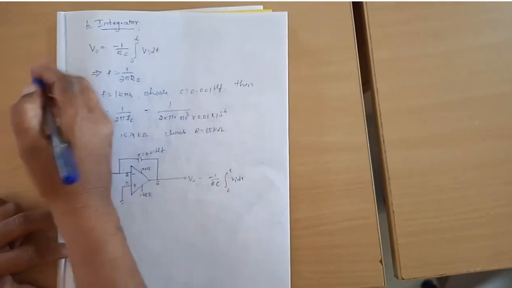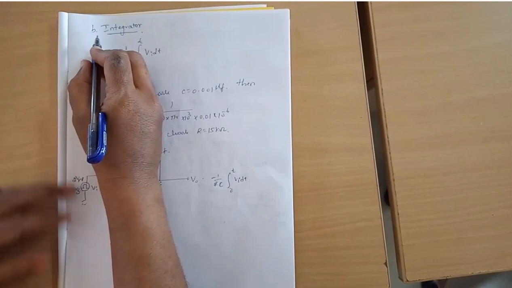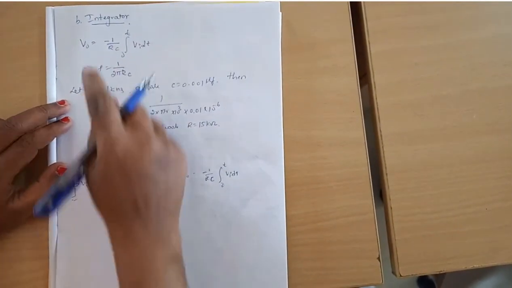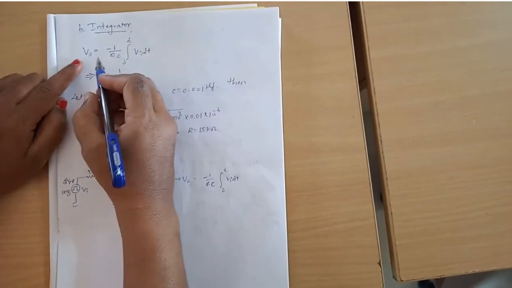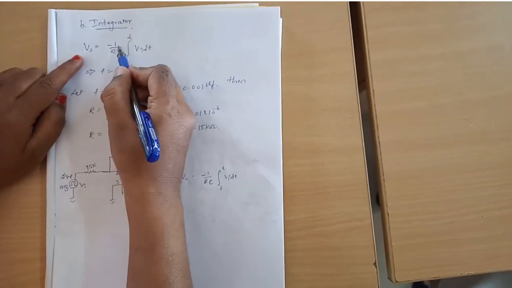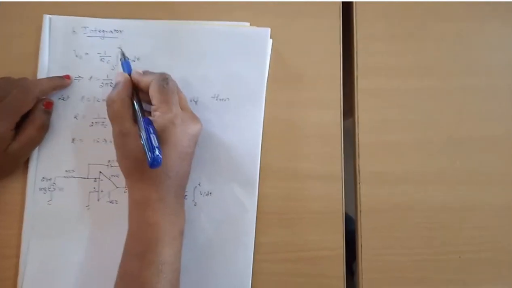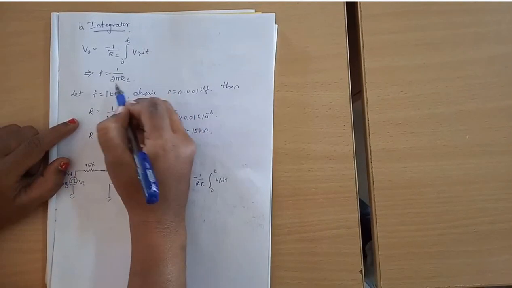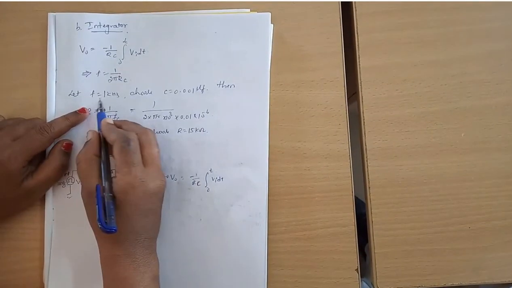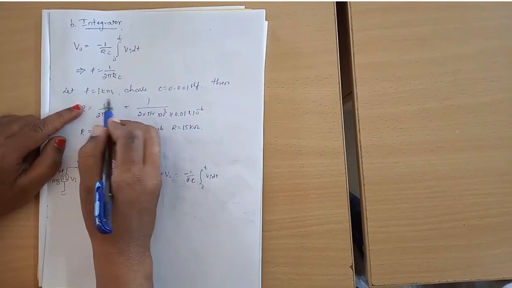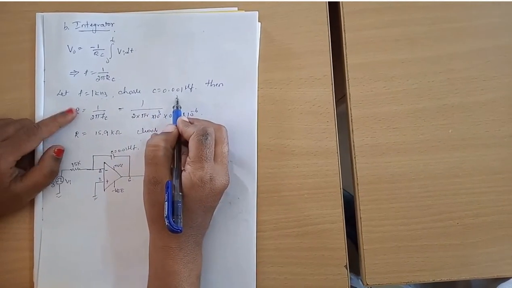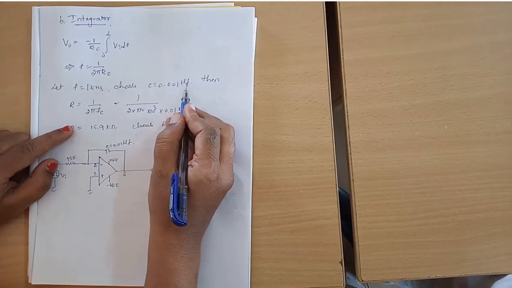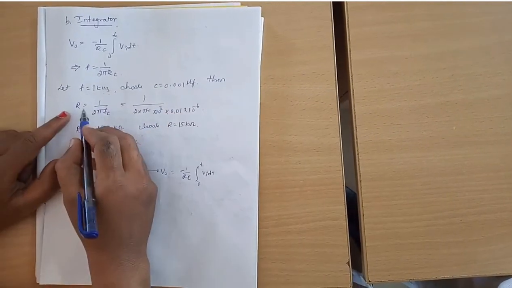As a continuation of the adder circuit, the second experiment is the integrator circuit. Let us see the integrator design part. We have the integrator V0 equal to minus 1 by RC into integral 0 to t of Vi dt, and F is equal to 1 by 2 pi RC. Here let us consider F equal to 1 kilohertz. For 1 kilohertz, choose C equal to 0.01 microfarad. Then let us calculate R.